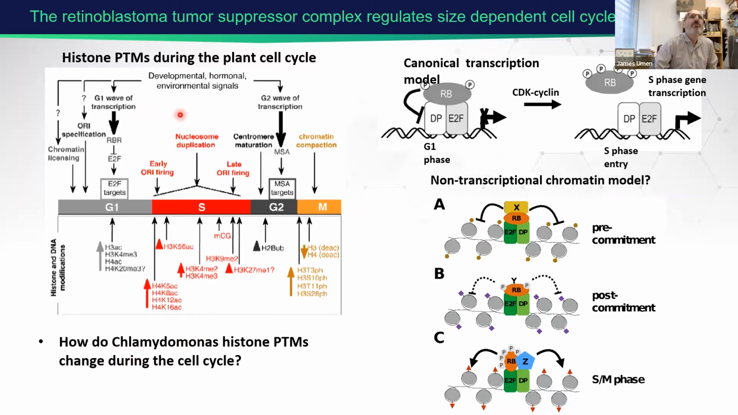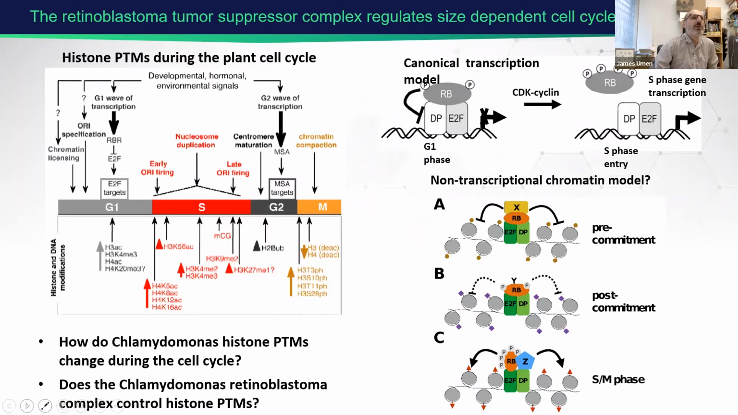This is a kind of a summary of what's known in Arabidopsis about histone and chromatin changes over the cell cycle, but we really don't have this kind of information for Chlamydomonas. And then the second kind of question we're trying to answer is, does this retinoblastoma complex in Chlamydomonas have any impact on histone post-translational modifications? And so we really want to be able to answer both these kinds of questions.